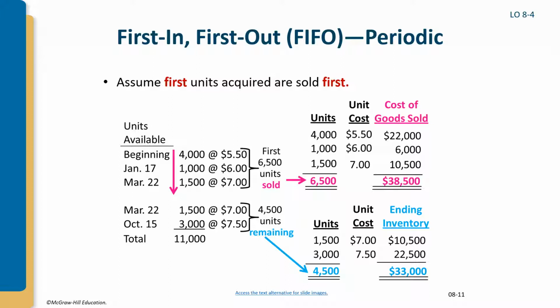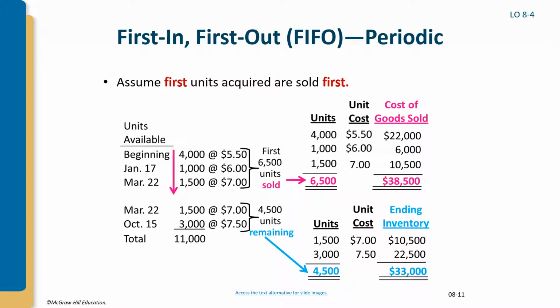So to calculate cost of goods sold under the periodic system, that's the method we would use. List all your purchases and your beginning inventory, and then separate them between sold and remaining. And the way you separate them is you say, oldest stuff is sold first. Remove the oldest to newest.